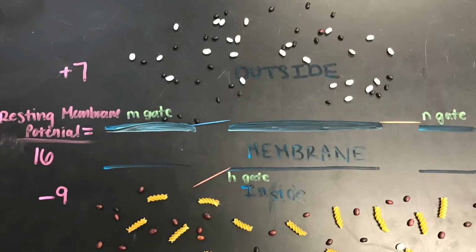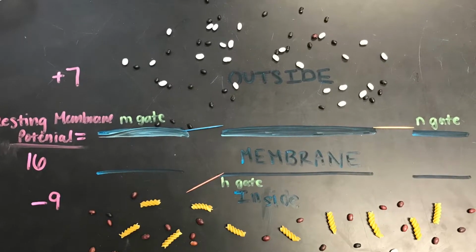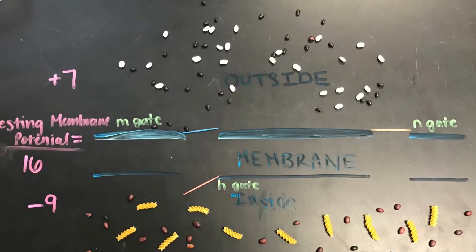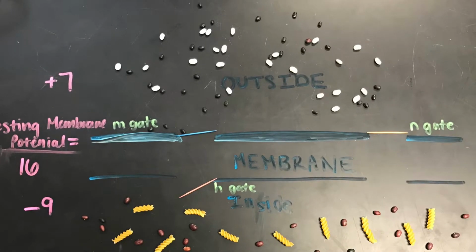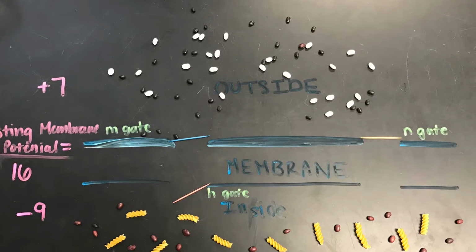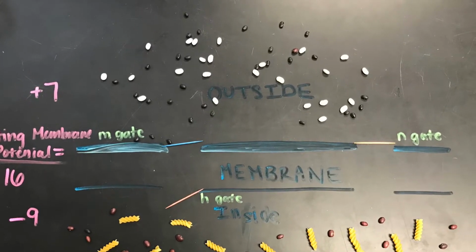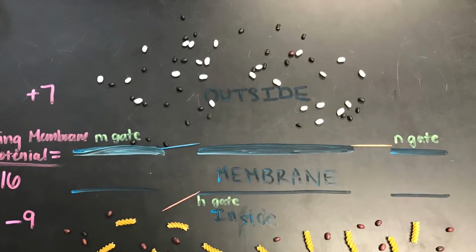Differences in concentrations of ions between the inside and outside of the cell leads to differences in charges, which we call the resting membrane potential. In our example, you'll see that inside the cell we have a negative 9 volts, and outside we have 7 volts. This gives us a resting potential of 16 volts.